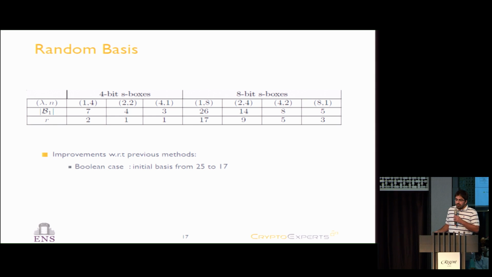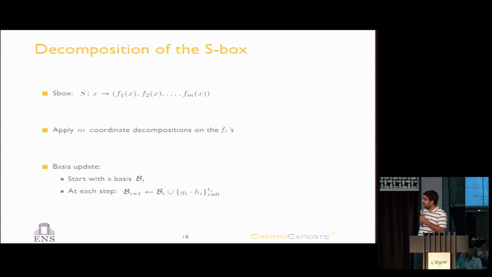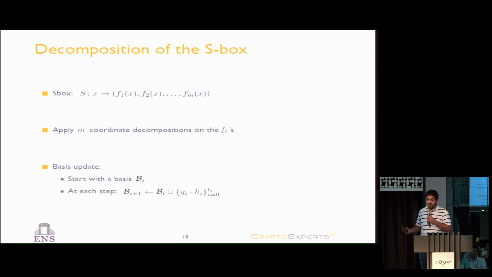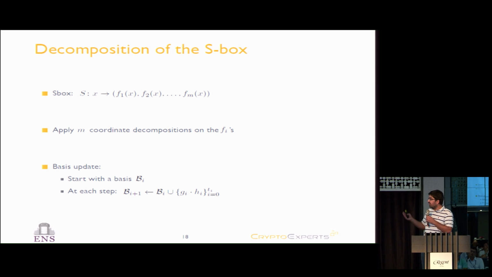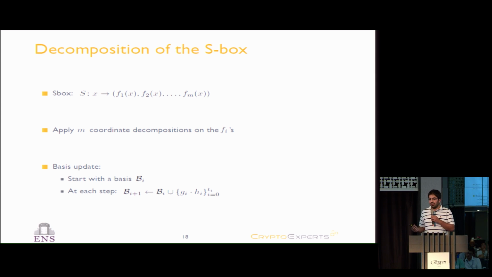And now that we know how to decompose a single coordinate function, to decompose the S-box, you simply need to apply this coordinate function decomposition on each of the coordinate functions. We added an improvement that is called the basis update. How it works: you start with your initial basis, you decompose the first coordinate function, so you obtain a certain number of products that you computed, and you can add them into your basis to do the next decomposition. By doing so, you will have a bigger basis for the next coordinate function, and you will reduce the number of decomposition products that you need, if you recall the condition on t.